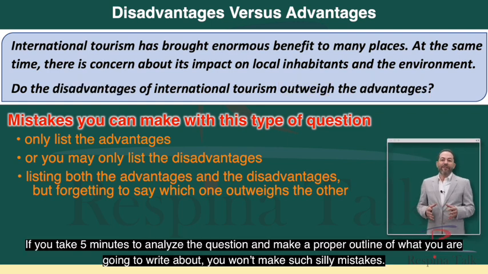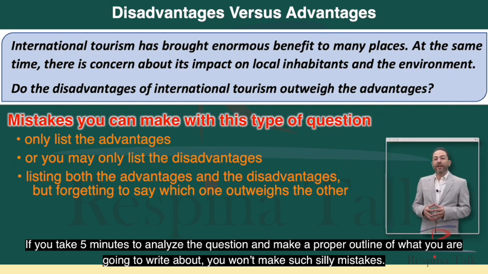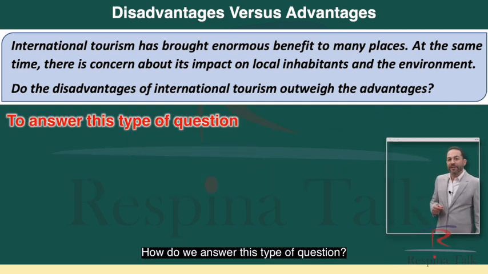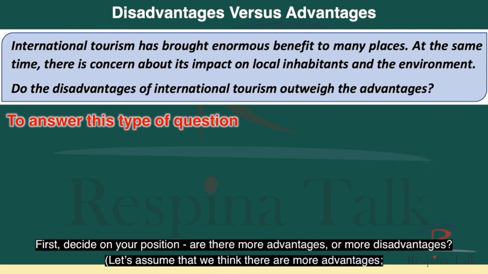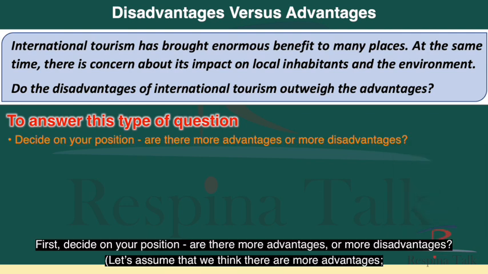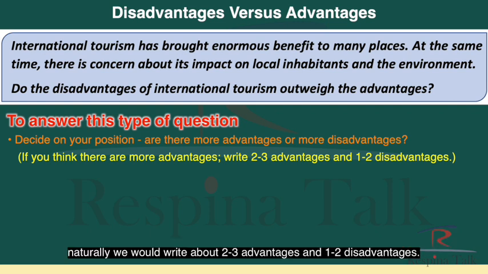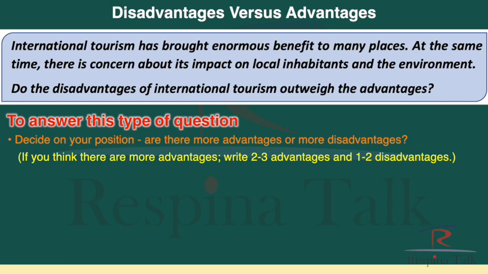If you take 5 minutes to analyze the question and make a proper outline of what you're going to write about, you won't make such silly mistakes. How do we answer this type of question? Well, first, you have to decide on your position. Are there more advantages or more disadvantages? Let's assume that we think there are more advantages. Naturally, we would write about 2 to 3 advantages and 1 to 2 disadvantages.